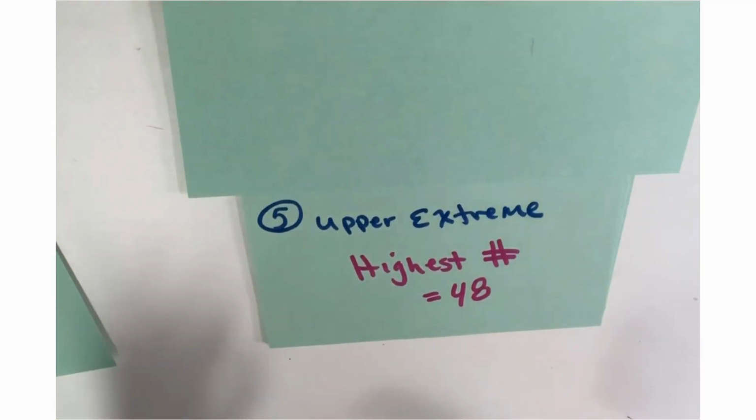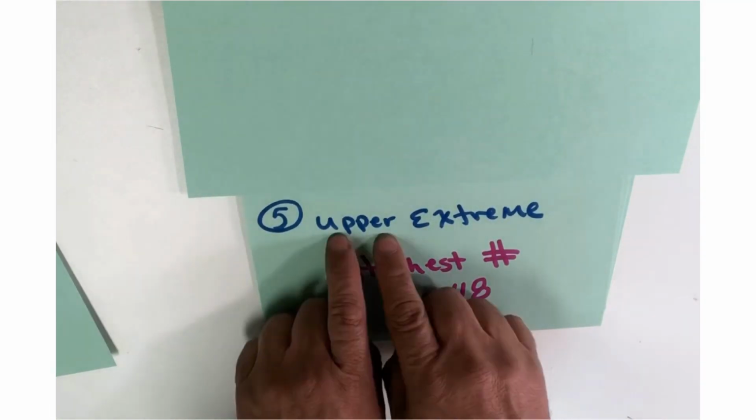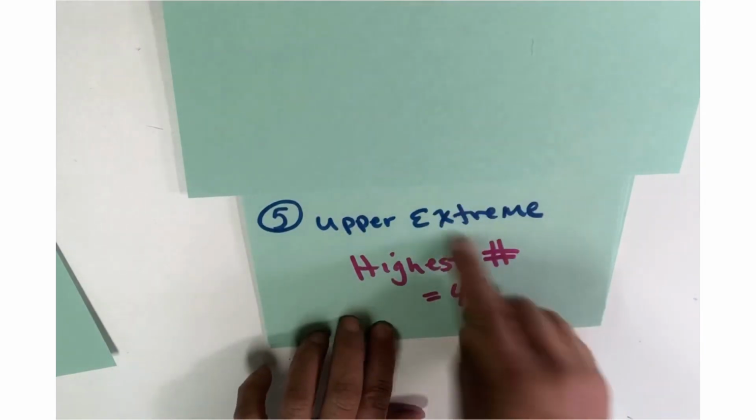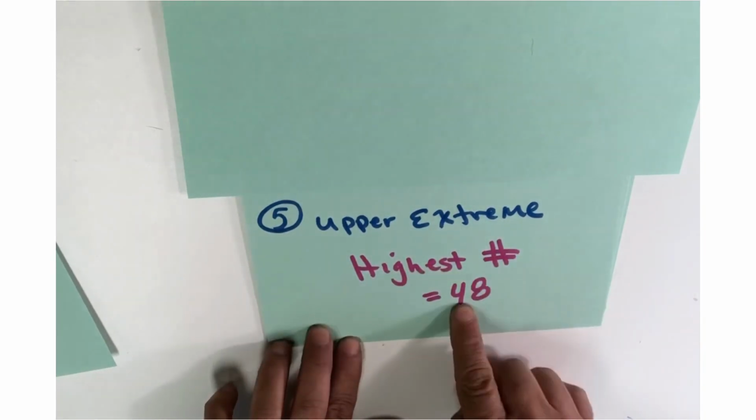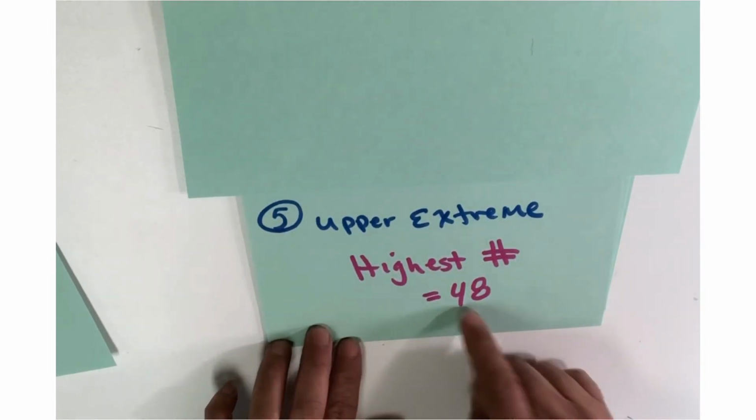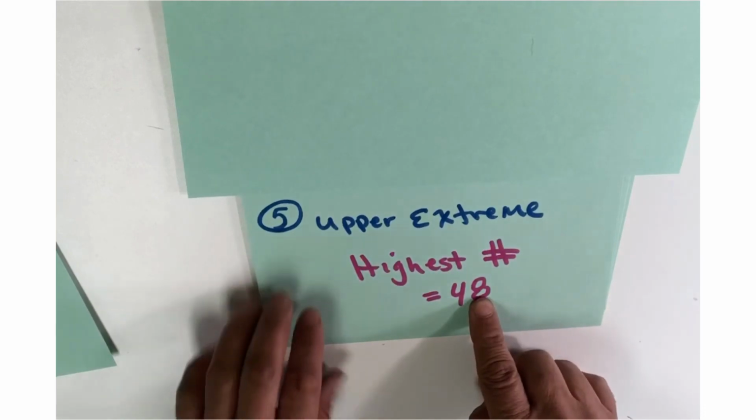The key word is the upper extreme. Well, upper means high, and extreme is, of all of those, the extremely highest point, or the highest. The highest point is 48, and so the upper extreme is 48.